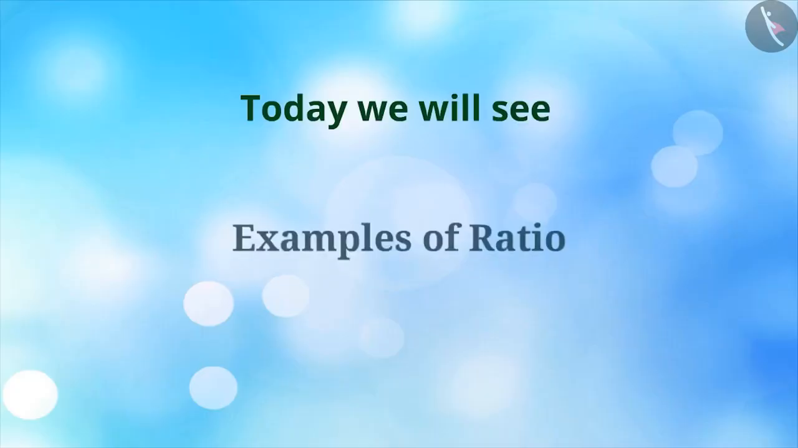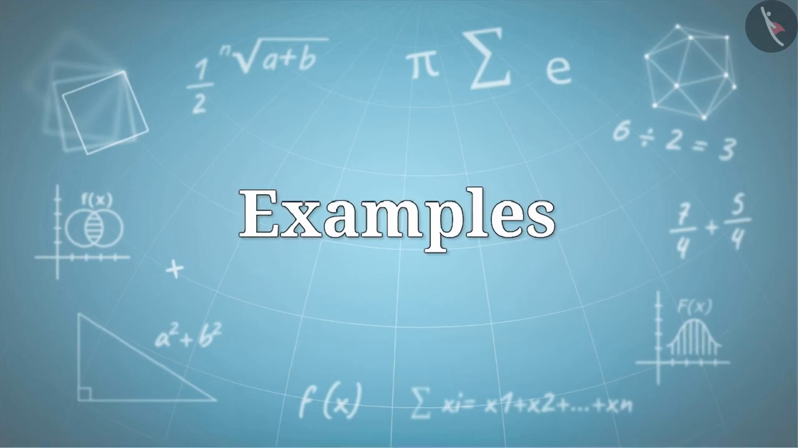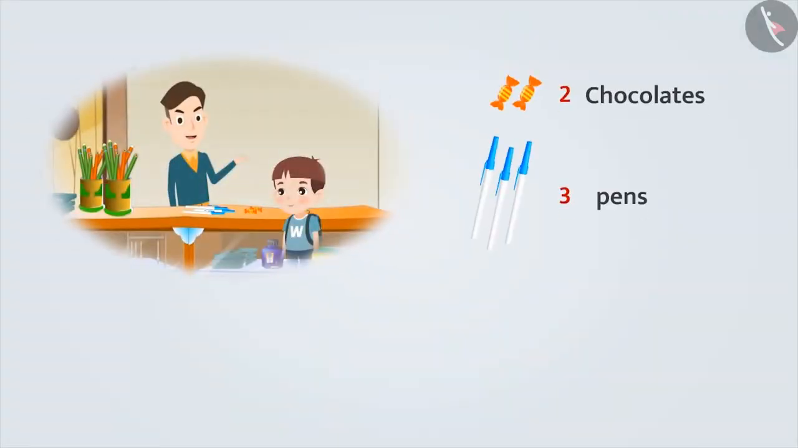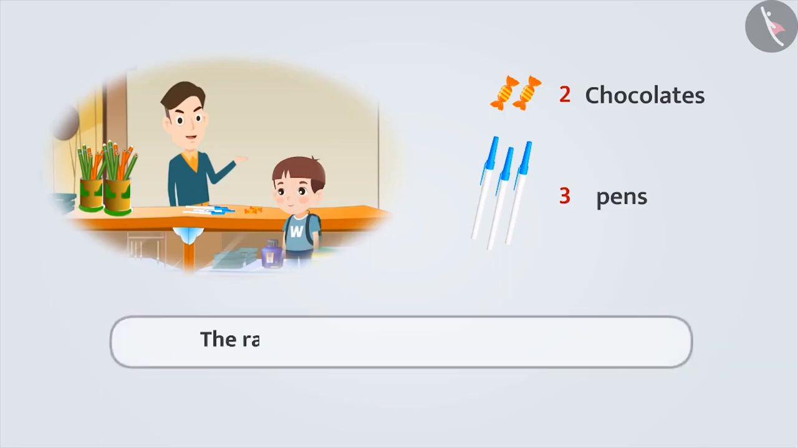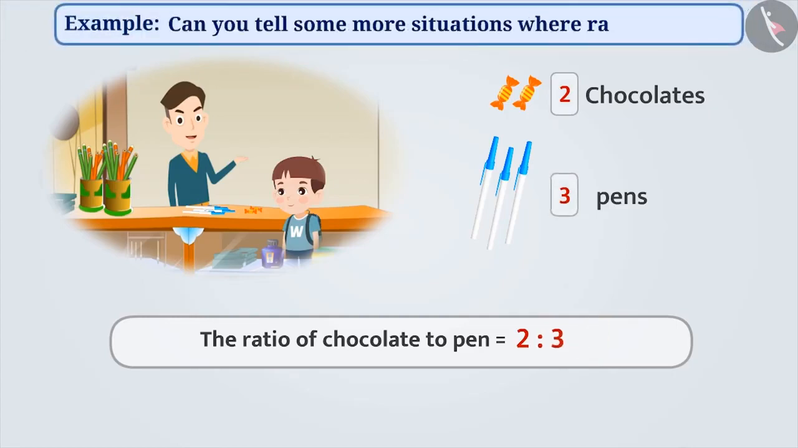Today, we will see some examples of ratio. Rahul purchased 2 chocolates and 3 pens from a shop. Here, we can say that the ratio of number of chocolates to the number of pens is 2:3. Can you tell some more situations where ratio would be 2:3?